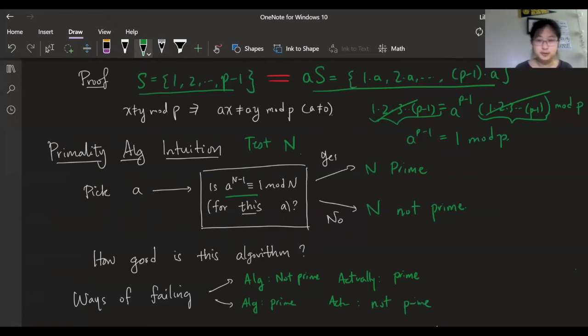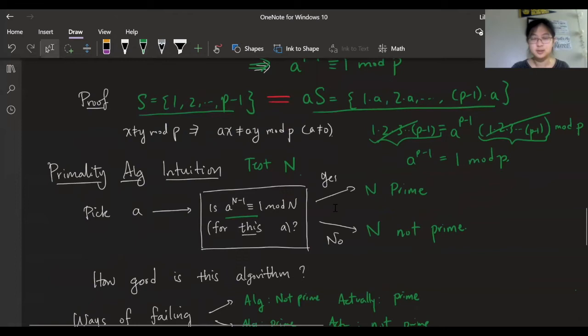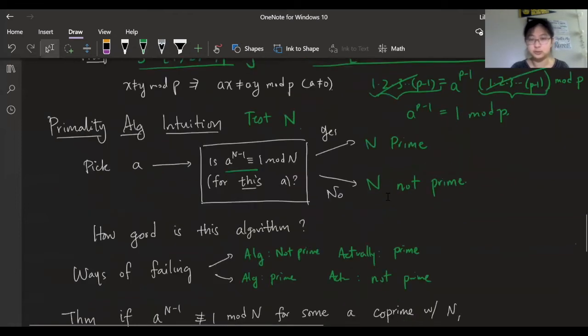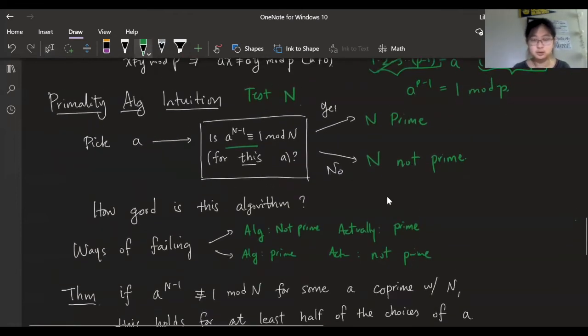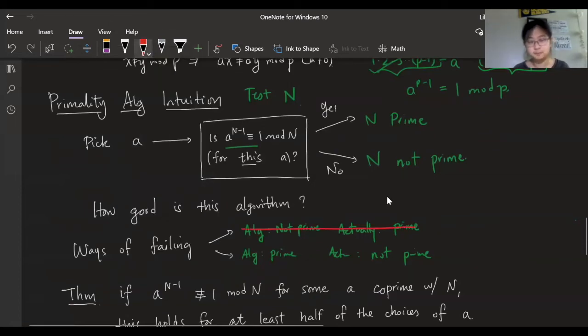In the first case, if n is actually prime, then our algorithm is always going to work. Because if n is prime, then this is going to hold because of Fermat's little theorem, because this is exactly the statement that we looked at. If n is prime, then this holds, and then our algorithm is always going to conclude that n is prime. So this first case of failing doesn't actually exist. We never fail this way, because if n is actually prime, then we're going to conclude n is prime through this algorithm because of Fermat's little theorem.